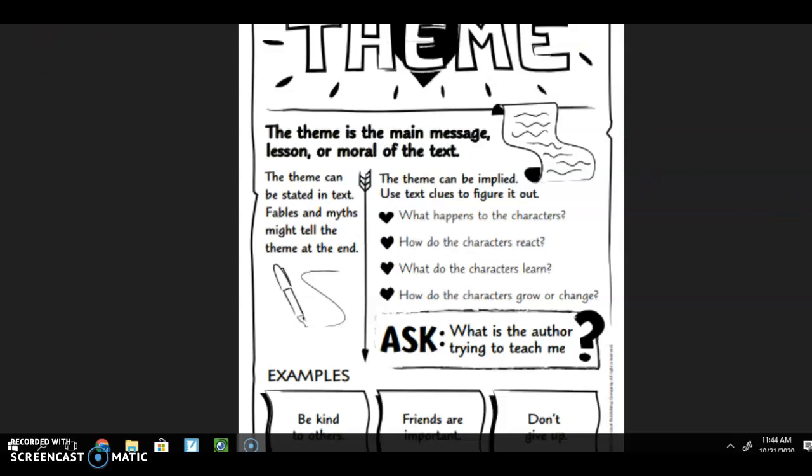A theme is different from the topic of a story. The topic of the story is the person or thing that the story is about. But the theme of a story is going to be either stated, or, like I said, in a fable it might tell you the theme at the end, or you might have to use clues to figure it out and ask yourself what the author is trying to teach me.